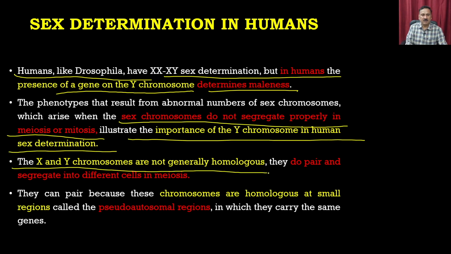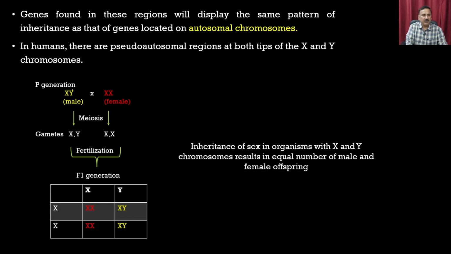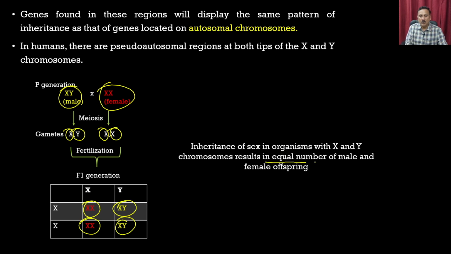The X and Y chromosomes are not generally homologous. They do pair and segregate into different cells in meiosis. So this is what it's showing, right? In the parent generation, you have the XY and the XX, which is male and female. When they go through meiosis, they form gametes containing X, gametes containing Y, or gametes containing X, right? And then there will be fertilization, which is going to produce the XX or the XY, right? And that's how the inheritance of sex in an organism with XY chromosomes results in an equal number of male and female offspring.